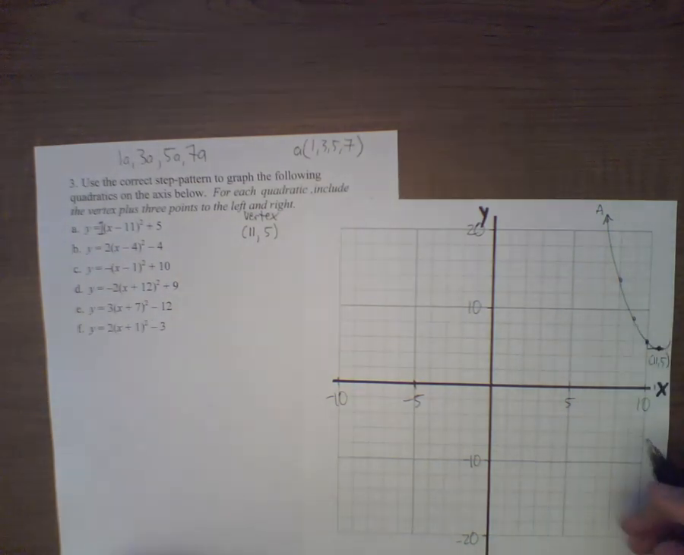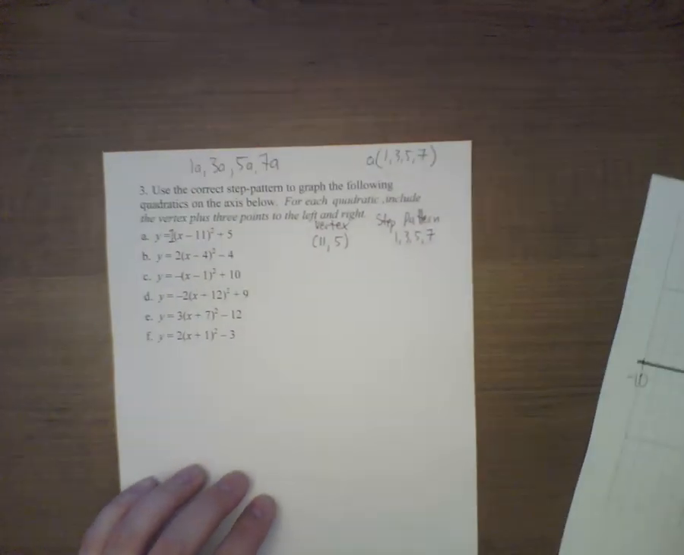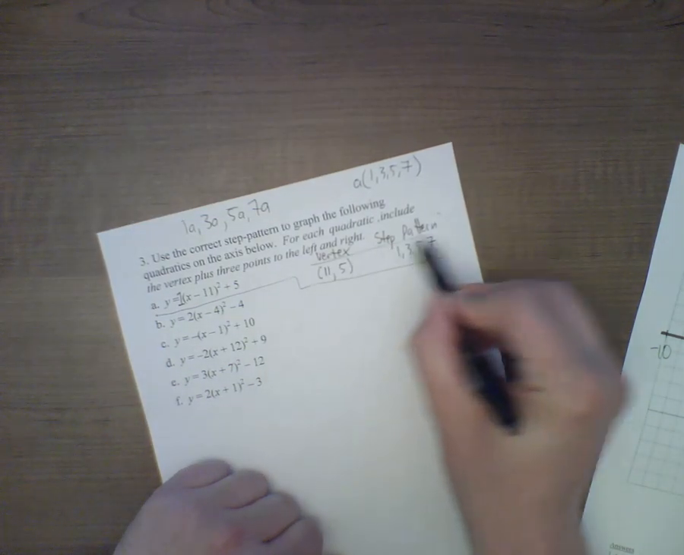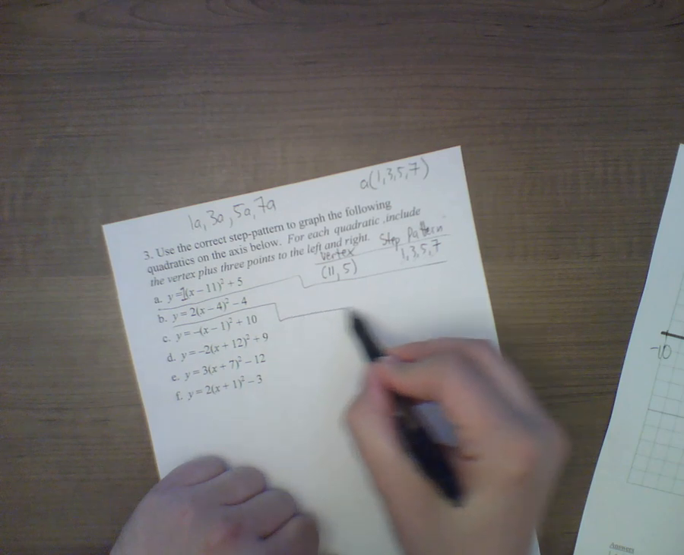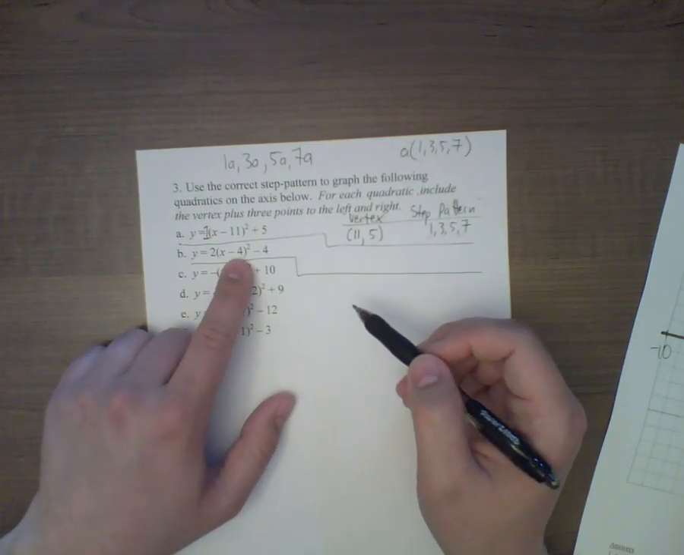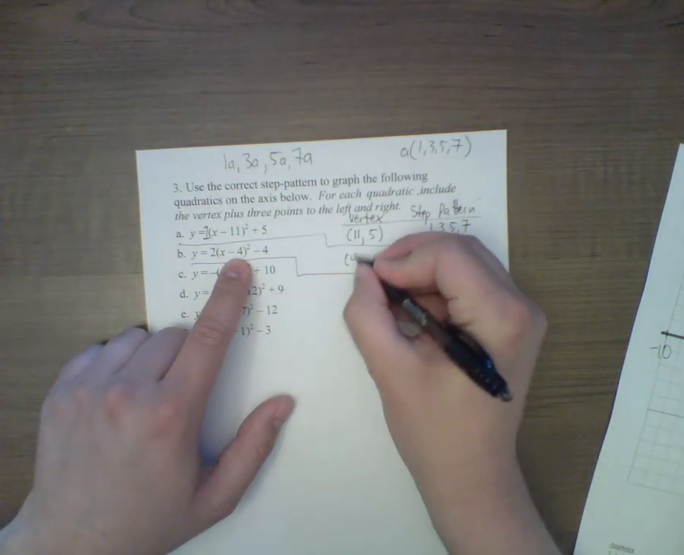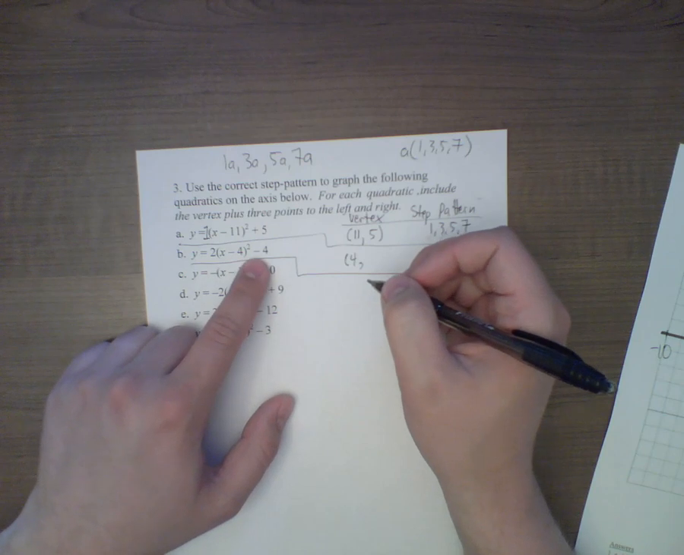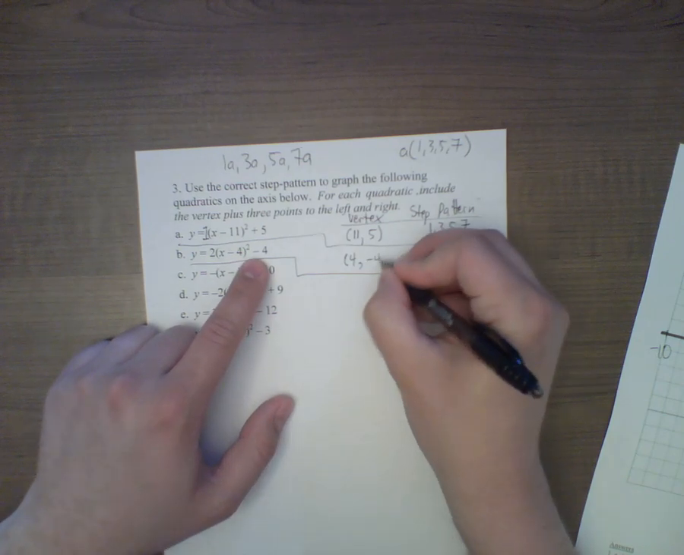Let's try another one that fits on the graph a little bit better. Let's take a look at B. So this was A. Let's take a look at B. What is the vertex going to be for B? I see a negative 4 here. So my vertex is going to be at positive 4. Remember, for the horizontal, I do the opposite. And my K value is negative 4. So I've gone down 4.